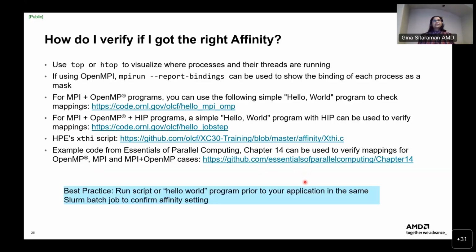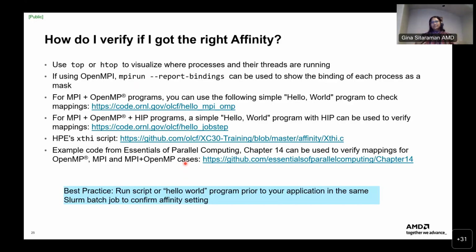Right. So the best practice is to use one of these programs, one of these examples, in your Slurm batch job. When you set up your run for your application, set up a run of one of these codes just before running your application, with exactly the same configuration of the job. That way, when we run it from the same batch script, it's going to print the affinity first, and then your application is going to run with the same settings.